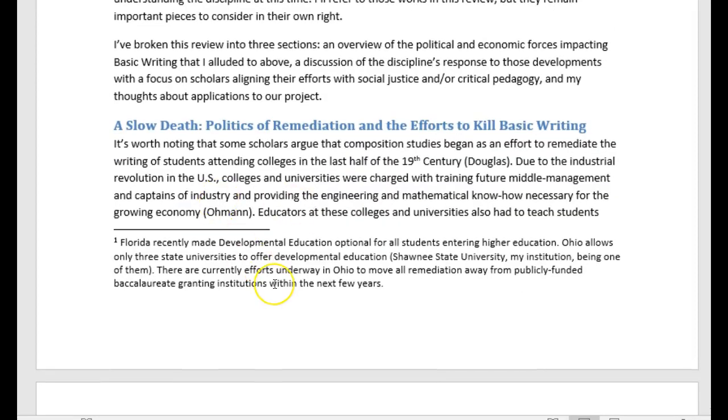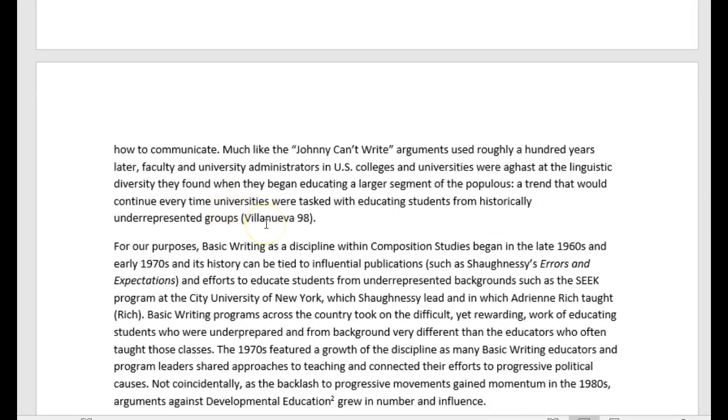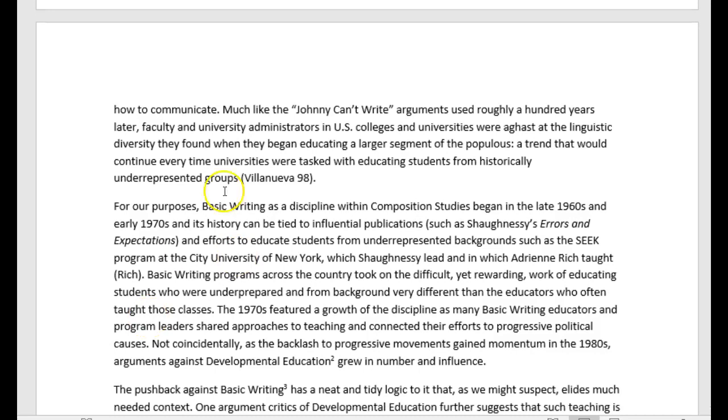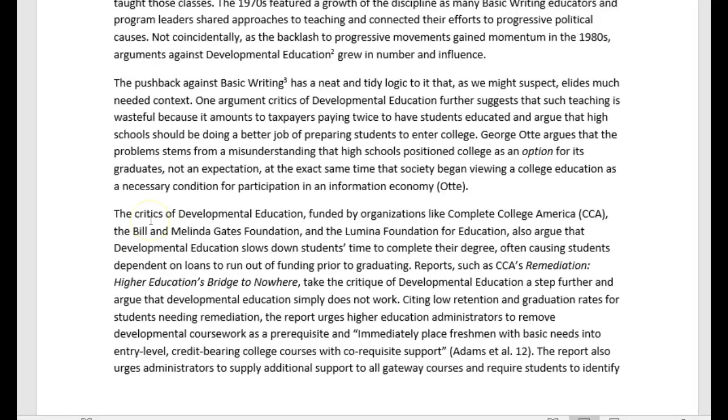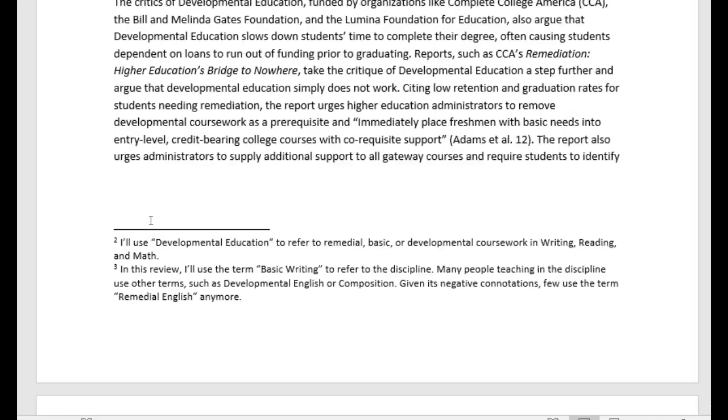So what is the meat of a literature review? It's the trends that you found in the research. I've got one trend here about the politics of basic writing. I go through and find all these different researchers that have talked about some of the political issues involved with basic writing, and I think it's organized chronologically. Like in the 1970s, this was happening, in the 80s, this was happening, that kind of thing.